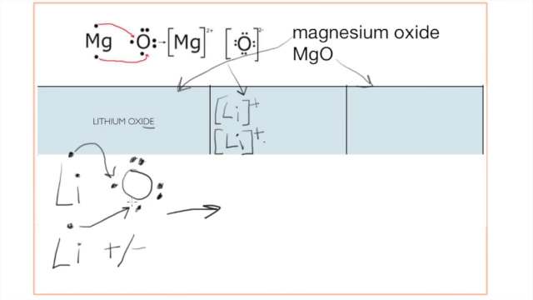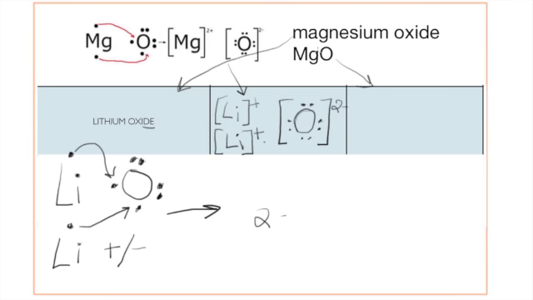This oxygen had 6 electrons originally, but now it has 8 electrons. So it's no longer oxygen, it's an anion. And since it gained 2 electrons, it has 2 extra negatives. So this would be what the structure is. This is what the ions would look like.